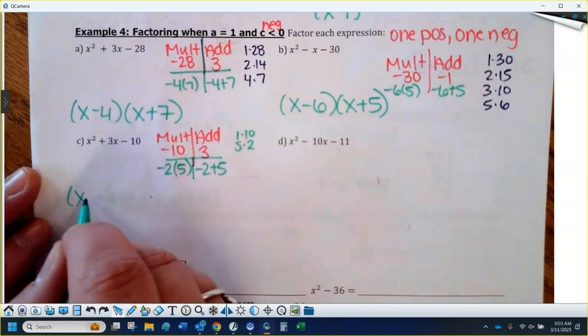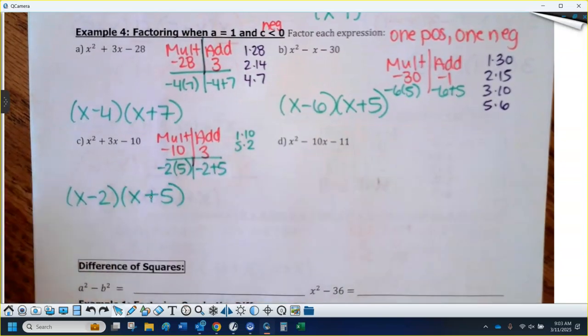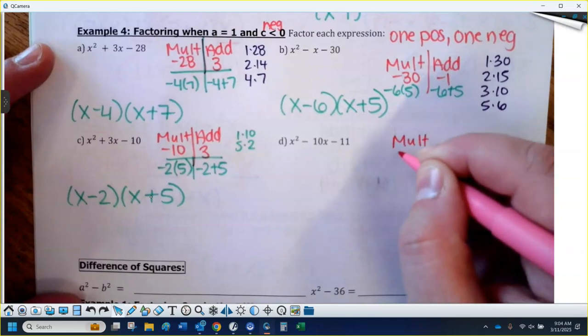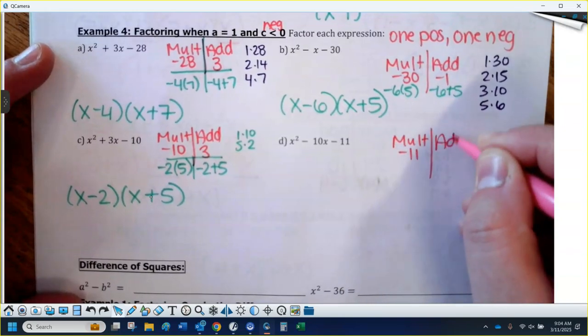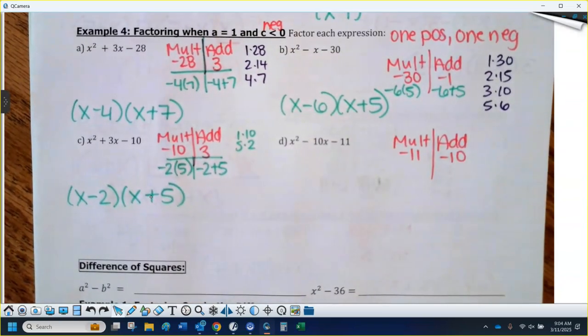So when you write your factors, one of them's x minus 2, one of them's x plus 5. Doesn't matter if you put the x plus 5 first, the x minus 2 second. That's totally fine. All right, I got one more. This one I think is really tricky. Okay, I got to multiply to get -11, and I need the same two numbers to add to -10.